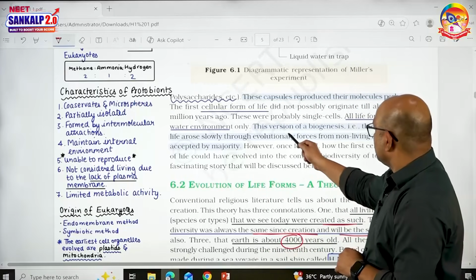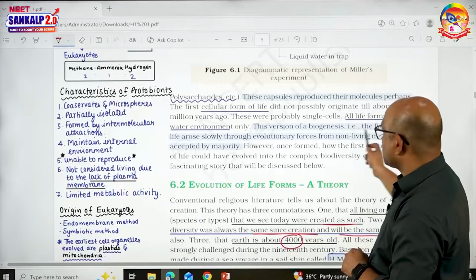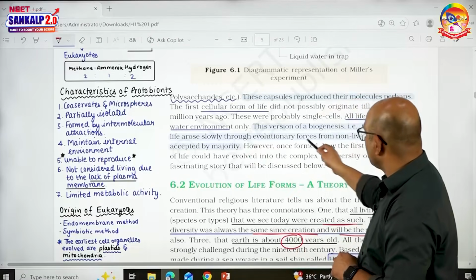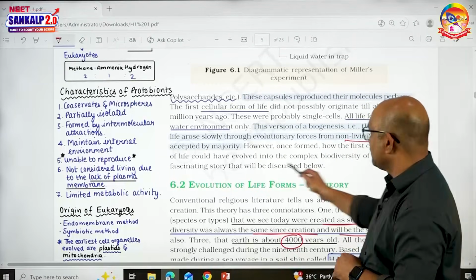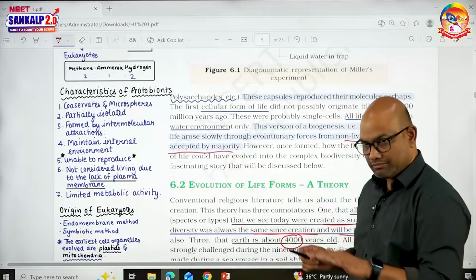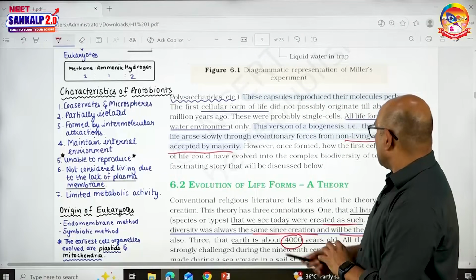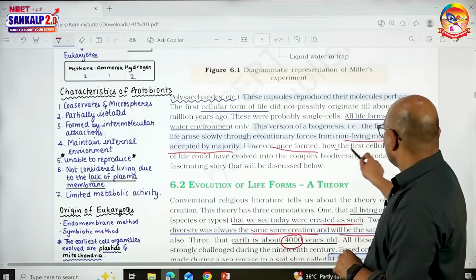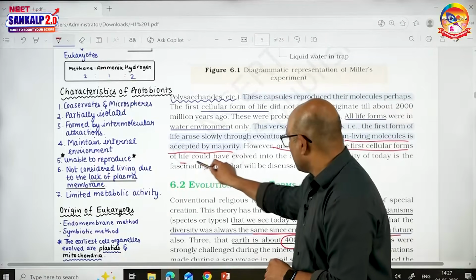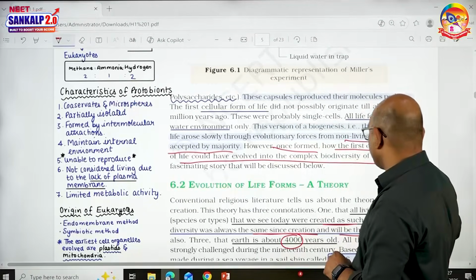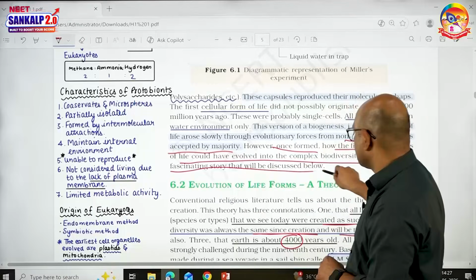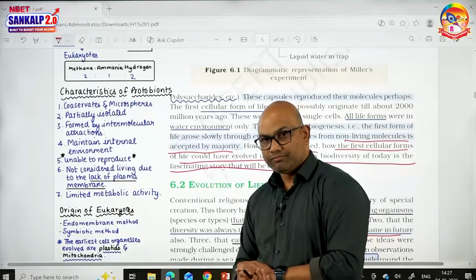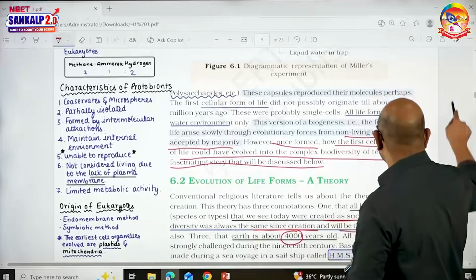See, this version of abiogenesis, that the first form of life arose slowly through evolutionary forces from non-living molecules, is accepted by the majority. However, once formed, how the first cellular forms of life could have evolved into the complex biodiversity of today is the fascinating story that we will discuss below. Next topic is the evolution of life forms theory.